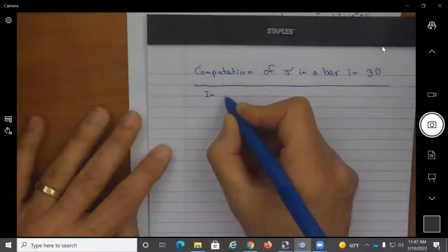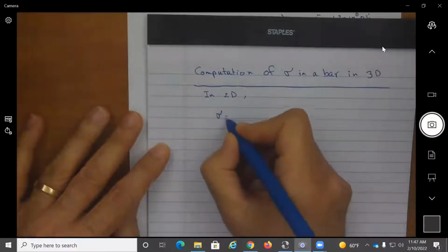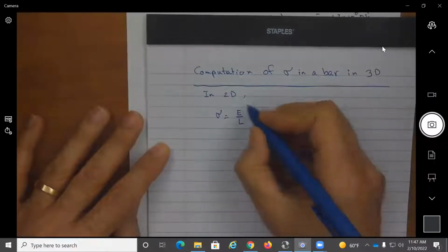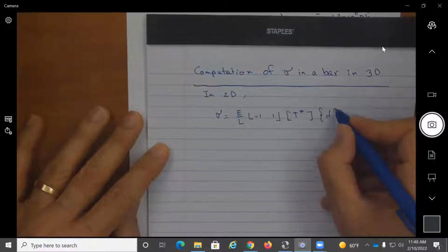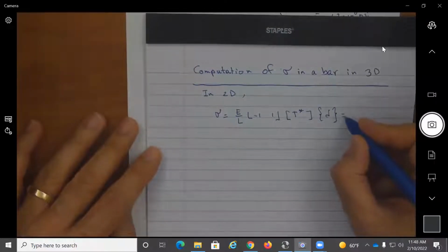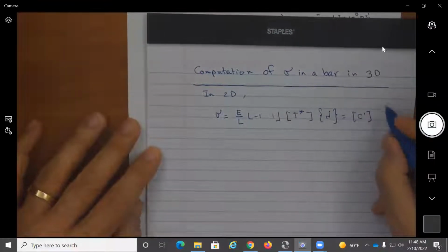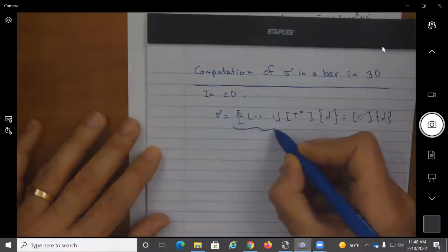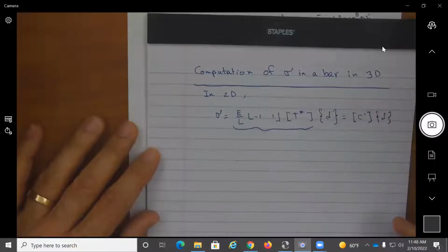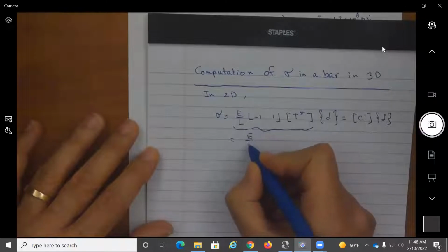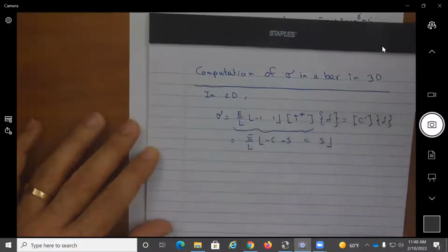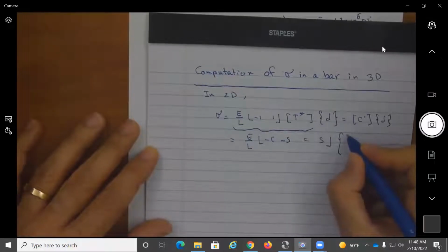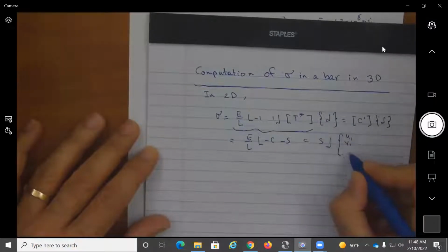So in 2D, we were able to write the expression that sigma is equal to E over L times -1 and 1 multiplied by T multiplied by D. And we call that C prime times D. And C prime was defined by this portion here. And when we solved for this, we said this is equal to E over L multiplied by minus C, minus S, C and S multiplied by D, which in 2D was given by U1, V1, U2, and V2.